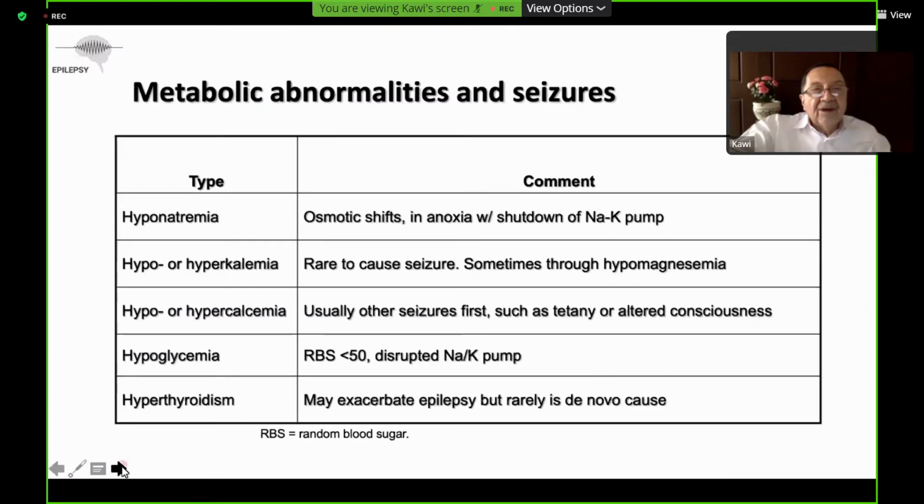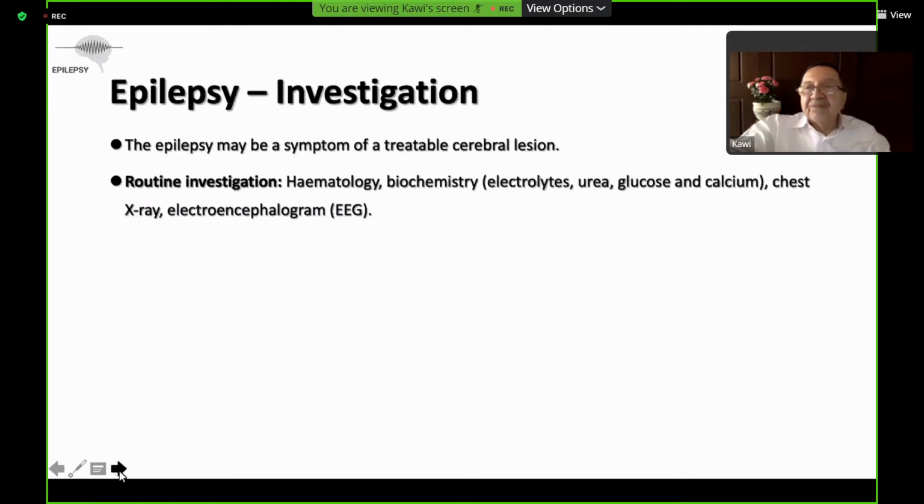Well, here are the metabolic abnormalities that can cause seizure: hyponatremia, hyperkalemia, or hypercalcemia, hypoglycemia, or hyperthyroidism. All of these can cause seizures or may exacerbate epilepsy.